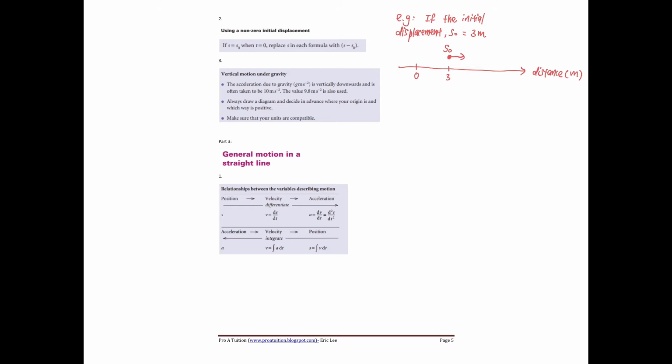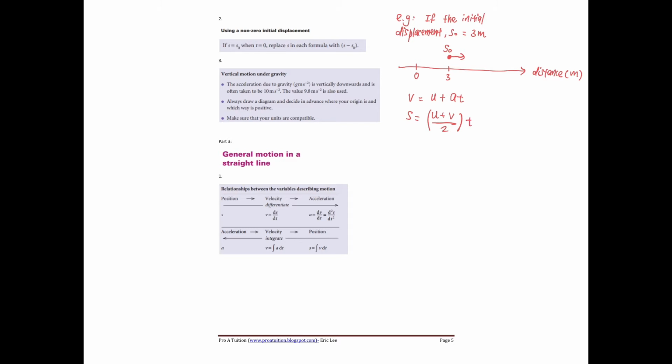Then your formula, let's say the first formula, v equal to u plus at. This is not affected because there is no s. The second formula, which is just now the SUVAT formula, the second formula, which is s equal to u plus v over 2 multiplied with time.